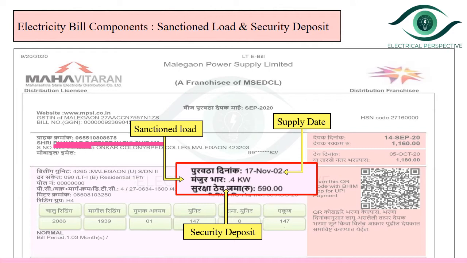Hence, as a security for the bill, the company takes an advance amount from the consumer, which is known as the security deposit. This amount is equivalent to the cost of power that is likely to be consumed by the consumer during one billing cycle. Also note that the company has to pay interest to the consumer on this security deposit equivalent to the bank rate of RBI. The company pays the interest amount once in 12 months to the consumer through the electricity bill.